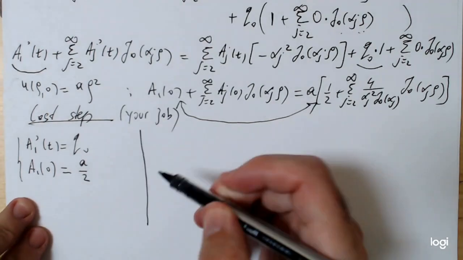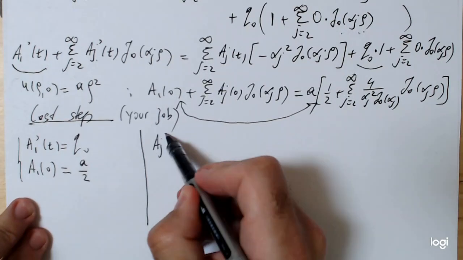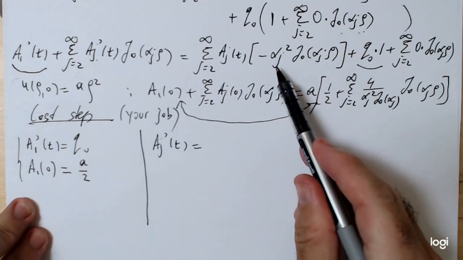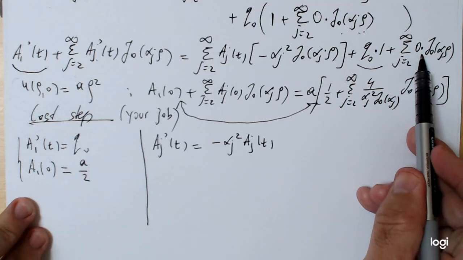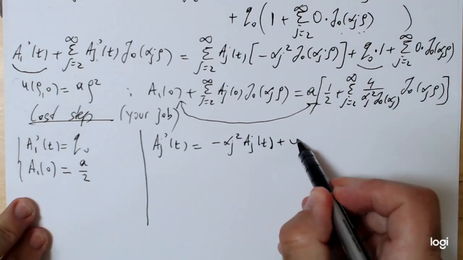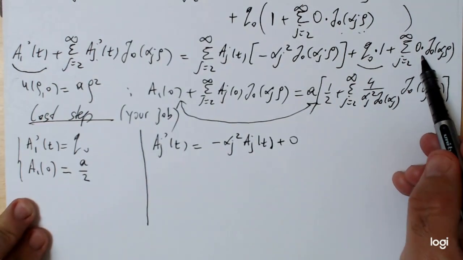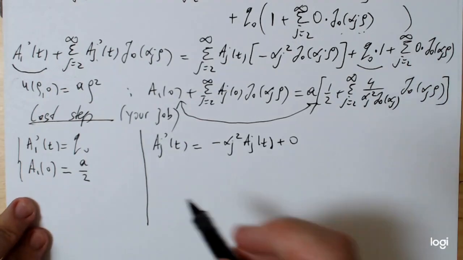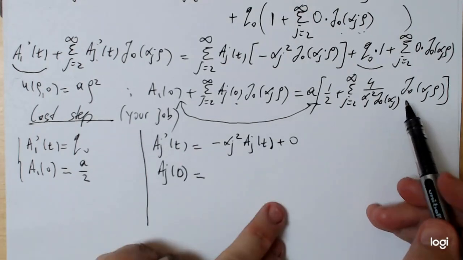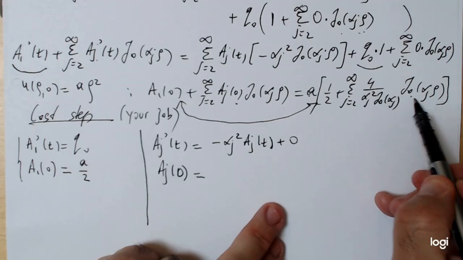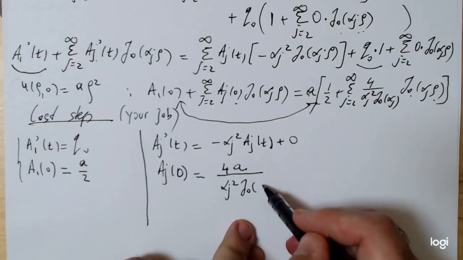And then the ODE for A_j came from matching the coefficients of J_0. So A_j prime of t will be minus alpha_j squared A_j of t plus 0. I put plus 0 just to understand that normally you take this into account as well, because in some other problems it won't be 0, right? And the initial condition A_j of 0 comes from, let's not forget A, right? So the coefficient of J_0 is 4A over alpha_j squared J_0 of alpha_j.